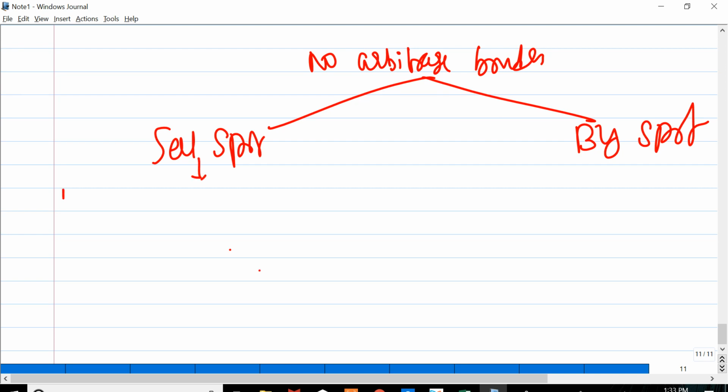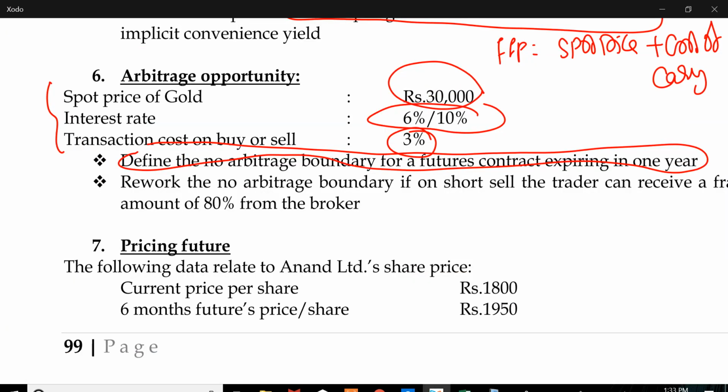Point number 1, sale value of gold. Read it and let me know how much will you get by selling the gold. If you sell it today, what will you get by selling gold? You will not get 30,000. There is a transaction cost given. 29,100.